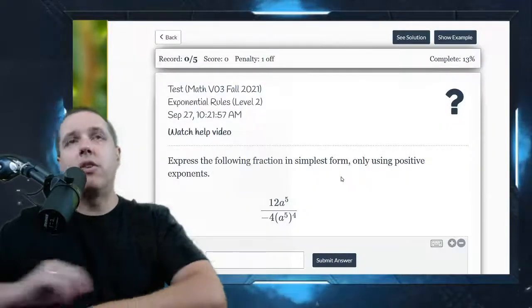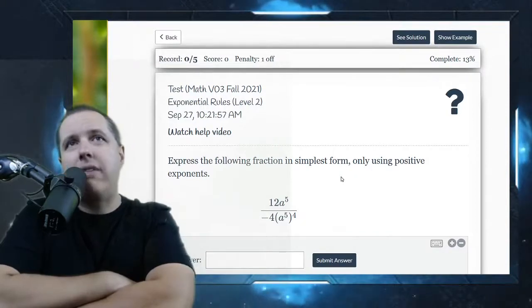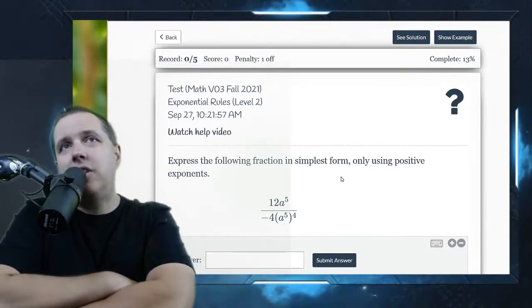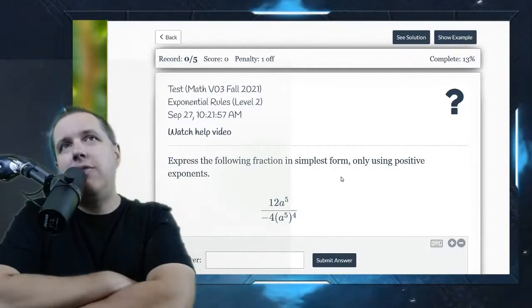Let's look at ones a little harder. Okay, starting to get a little more complicated now, right? Let's see, what do we have? We have 12a to the 5th on top. What do we have on the bottom? We have -4, a to the 5th, to the 4th.